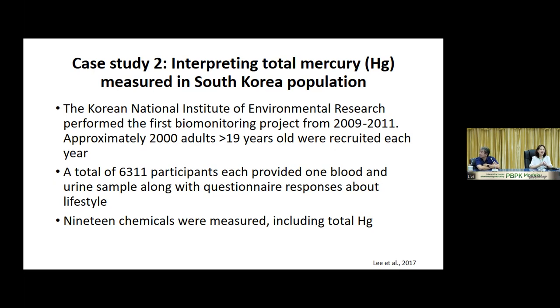2-year study. And then they measure about 2,000 adults older than 19 years old each year. So each year, so 2 years, that's 4,000 people. And then 2009, 2010, 2011, 3 years. So they have a total of 6,000 people who provide one blood and one urine sample. They also fill out a questionnaire about their exposure, about their lifestyle. They measure 19 chemicals from their blood and urine, including total mercury. So methylmercury is part of total, right?